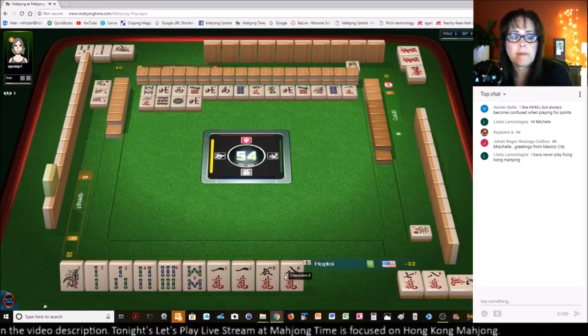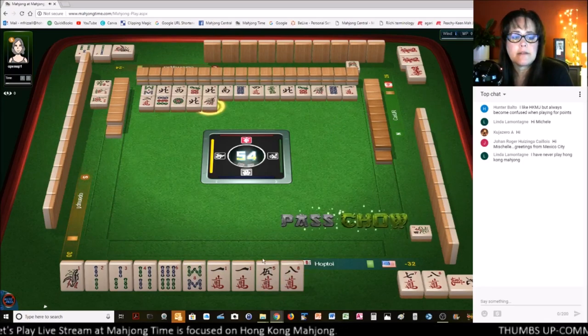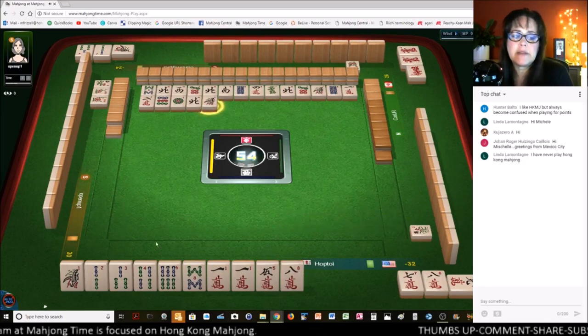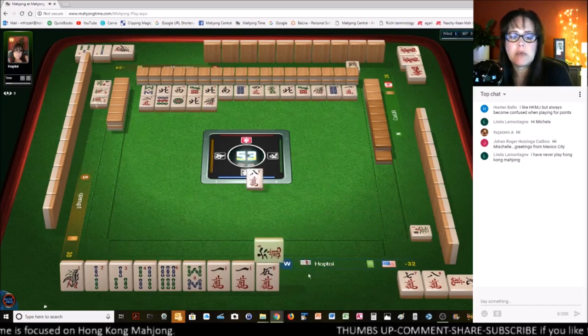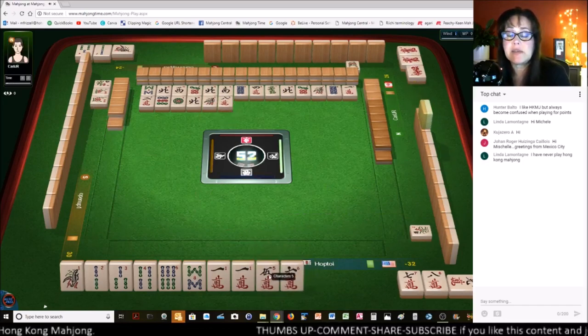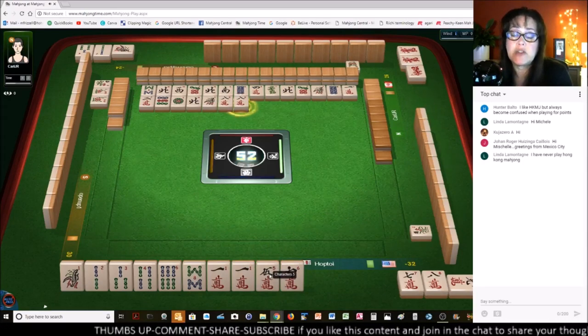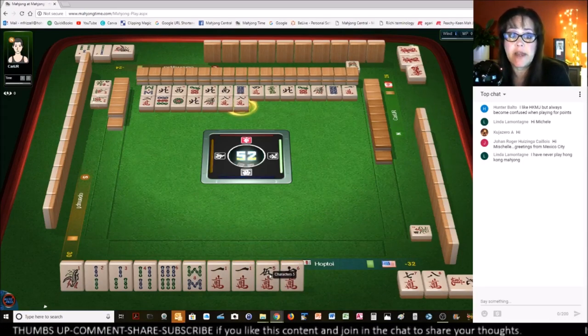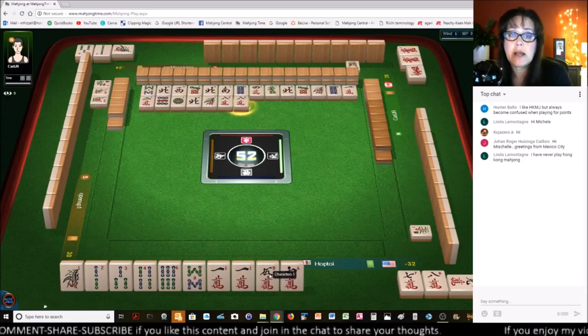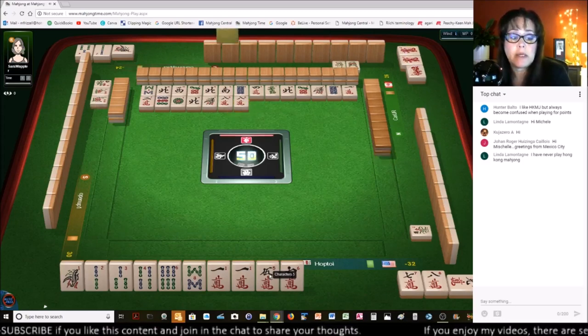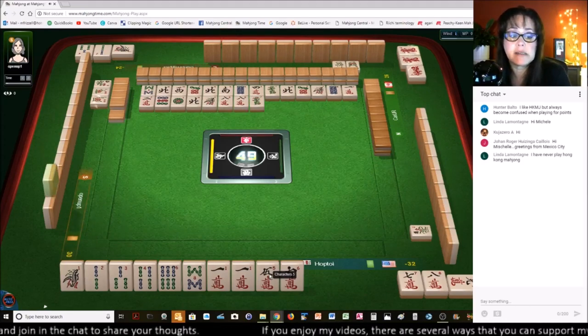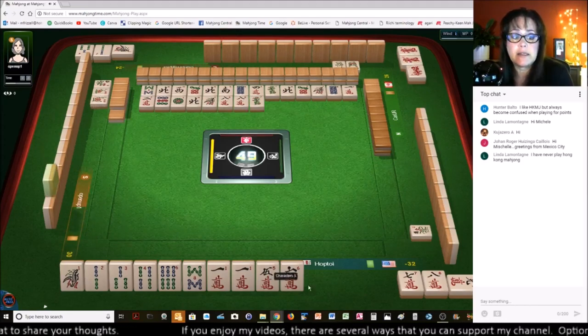North wind. One bamboo. Nope, that would leave an isolated one. Okay, we can get rid of the 8. Now we have a 5-6 side wait. That's good and strong because we have two potential tiles that can fill that in: a 4 crack or a 7 crack. We have a 6-8, or a 4-6. Those are both closed waits. Let's see if we can fill that in.